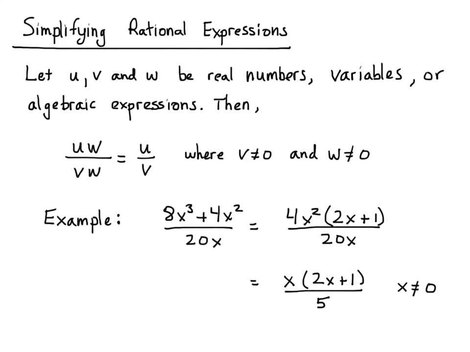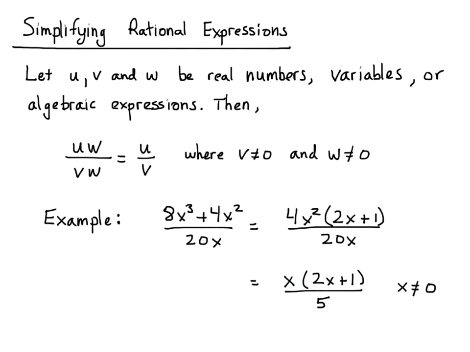What did you do from step 2 to 3? From here to here? Okay, I have the 4 over 20, and so 20 is 4 times 5. So the 4's cancel, and I just get a 5 in the denominator. In the numerator here, I have x squared divided by x, which just makes x in the numerator. So that's where this x comes from.